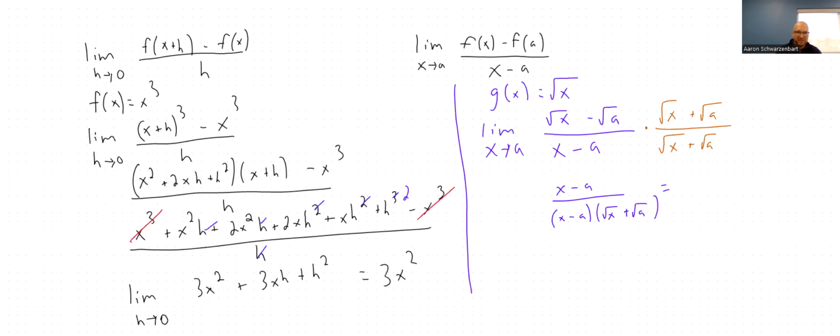And notice something that cancels out. The x minus a's. Yeah. That is the beauty of this. Gone. Leaving me with 1 over square root of x plus square root of a. I can now plug in the a for x, leaving me 1 over square root of a plus square root of a, or 1 over 2 square root of a.